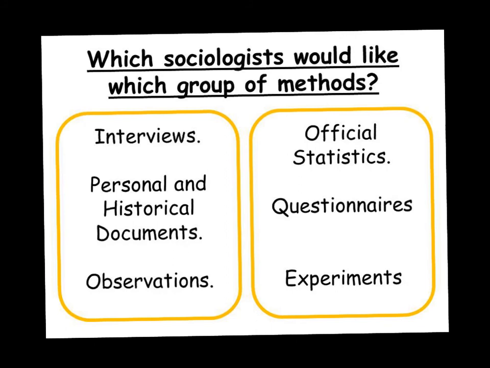So, we've seen this slide already, but which group of sociologists would prefer which group of research methods? On one hand, we've got interviews, personal historical documents and observations, and on the flip side, we've got official statistics, questionnaires and experiments. The first group would be preferred by the interpretivists because it's qualitative data and the grand aim is Verstehen or validity. On the other side, it would be our positivists because they want quantitative data, because they want to establish laws of human behaviour and therefore they need their data to be reliable.